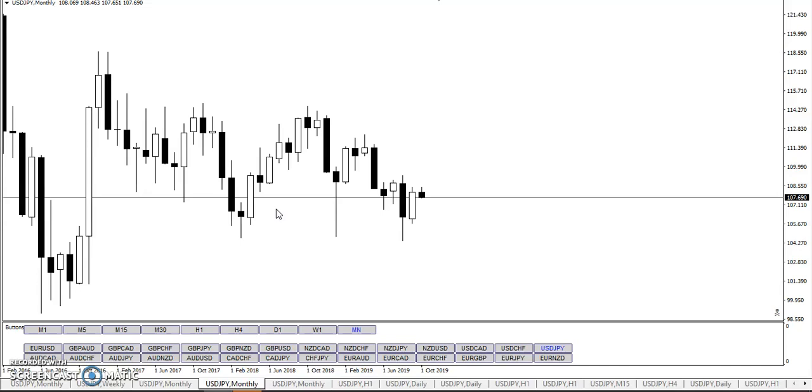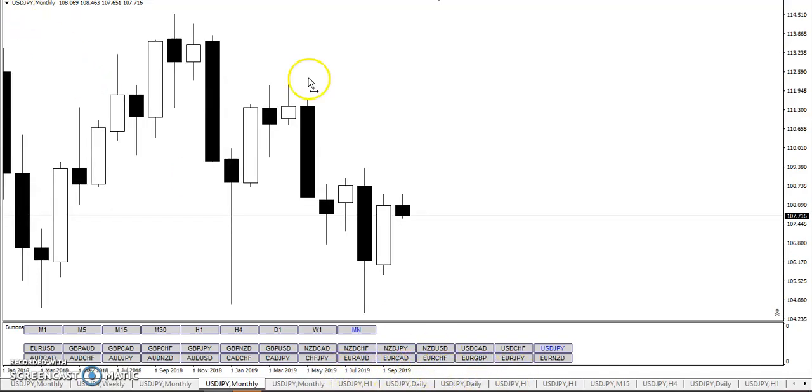So let's take a look at a monthly chart. Here we go, a naked chart. So if there's any kids in the room, you need to shield their eyes. Just kidding. Well, what is this chart telling us about this monthly chart? What's it telling us about dollar yen right now?